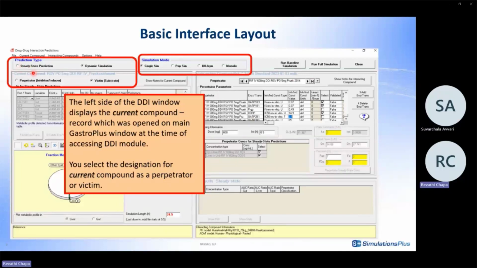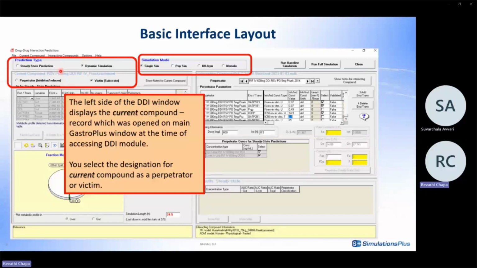Remember that steady state predictions are usually confined to the early phase of drug development, when the innovator is trying to get a sense of what the possible DDI could be. But eventually, when it comes to regulatory submissions, dynamic simulations are more desirable because they reflect all the processes that are important for a drug when it is traversing throughout the body. So this is the left-hand side.